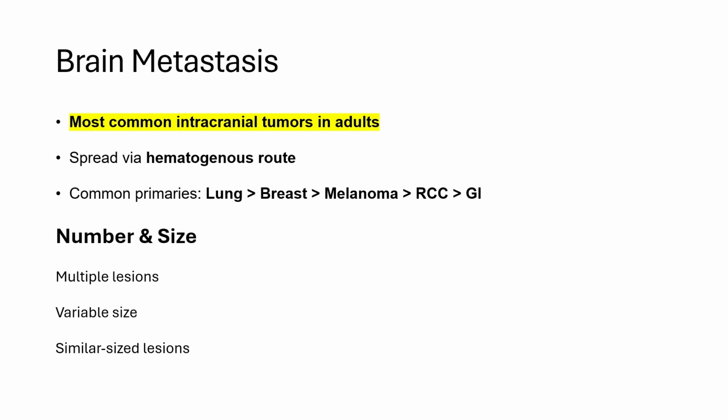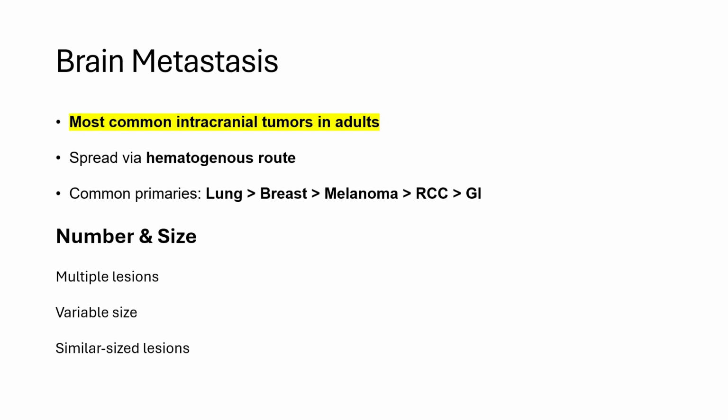Now the most important rim enhancing lesion differential is the brain metastasis. So this is the most common intracranial tumor in adults, and it is spread via the hematogenous route. And common primaries are the lung, breast, melanoma, RCC and GI tumors.